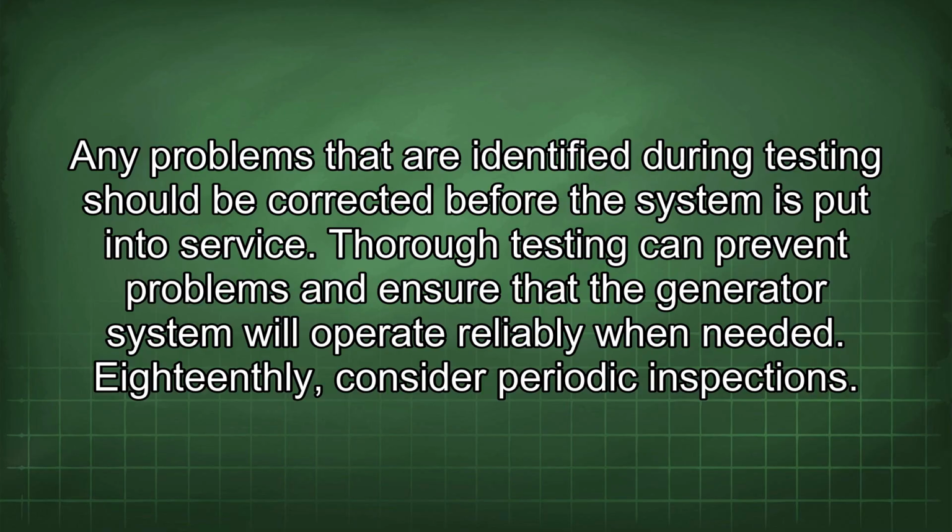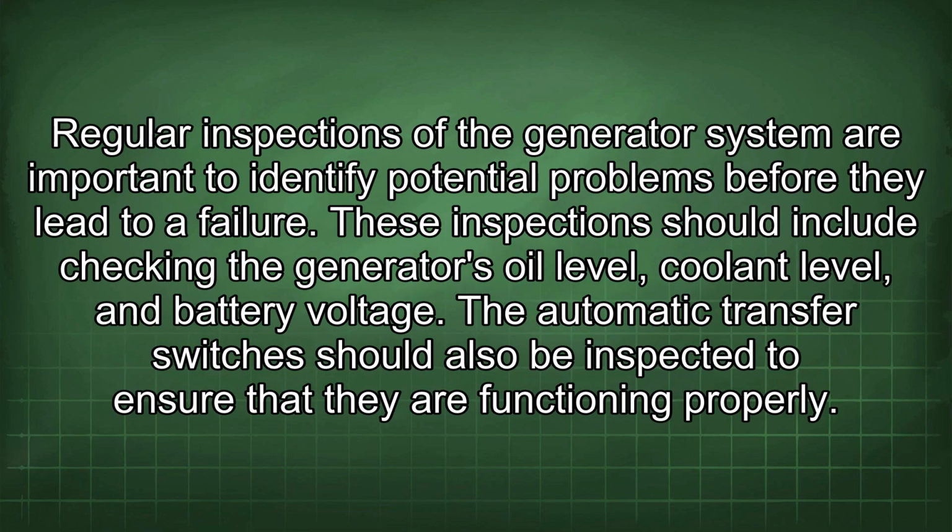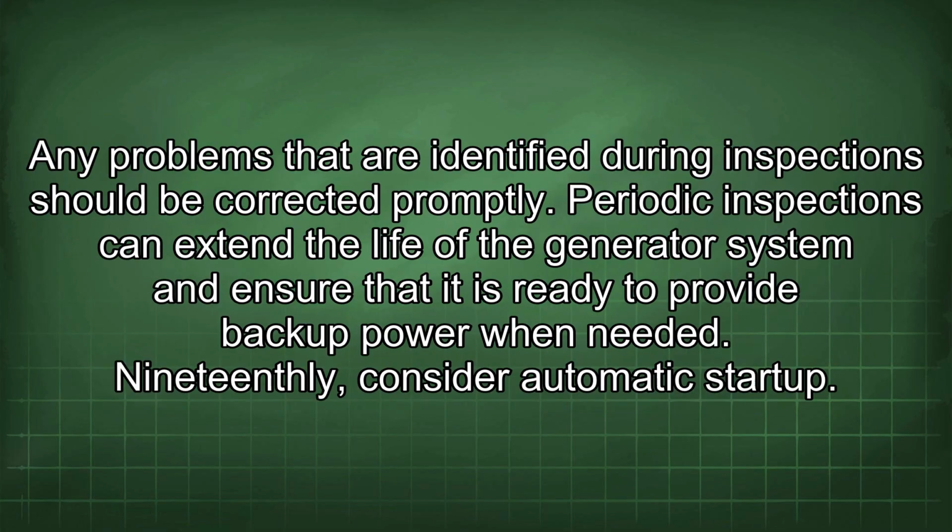18thly, consider periodic inspections. Regular inspections of the generator system are important to identify potential problems before they lead to a failure. These inspections should include checking the generator's oil level, coolant level, and battery voltage. The automatic transfer switches should also be inspected to ensure that they are functioning properly. Any problems that are identified during inspections should be corrected promptly. Periodic inspections can extend the life of the generator system and ensure that it is ready to provide backup power when needed.